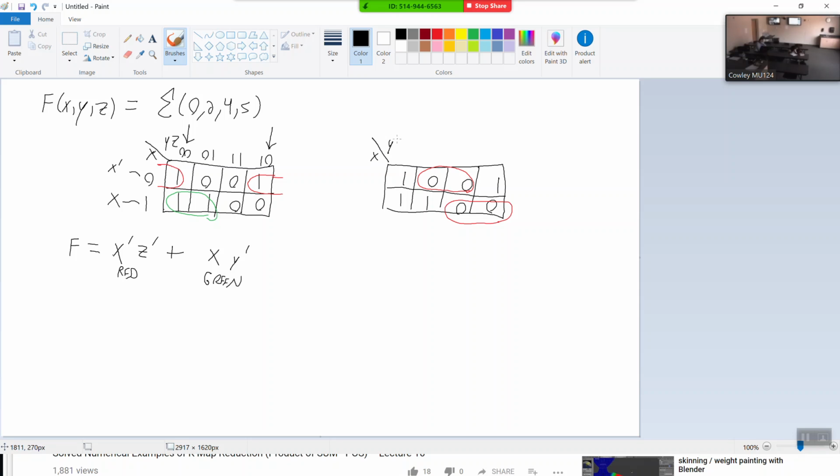But let me write down my values again. We've got our x, y, z. This is 0, 0, 0, 1, 1, 1, 1, 0. And this is 0 and 1, remembering what these represent. So for this top, I should have done two different colors. This top red.